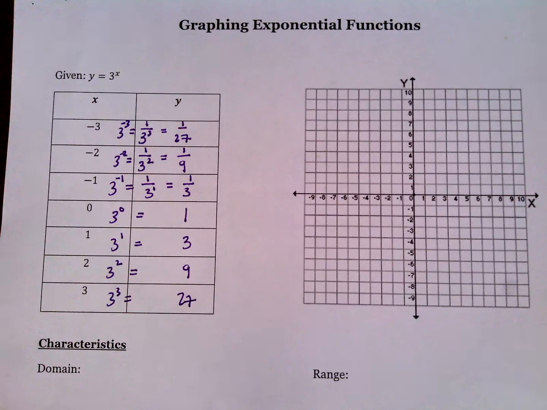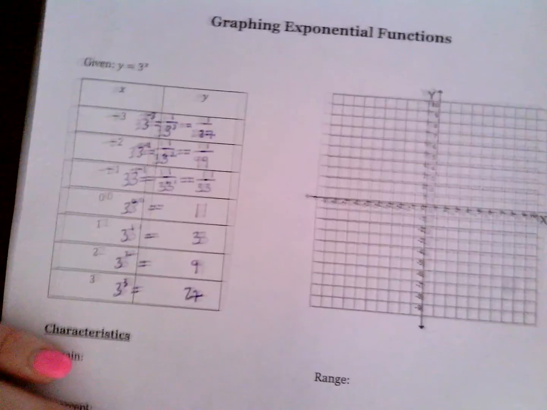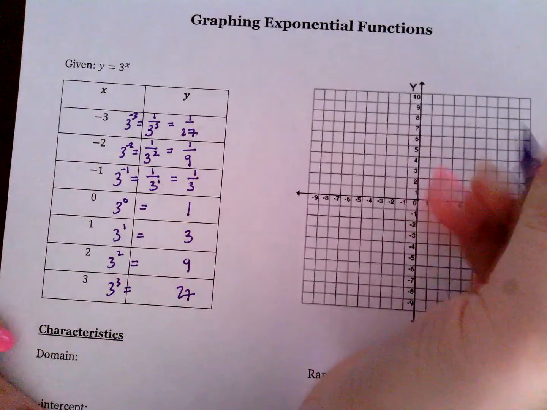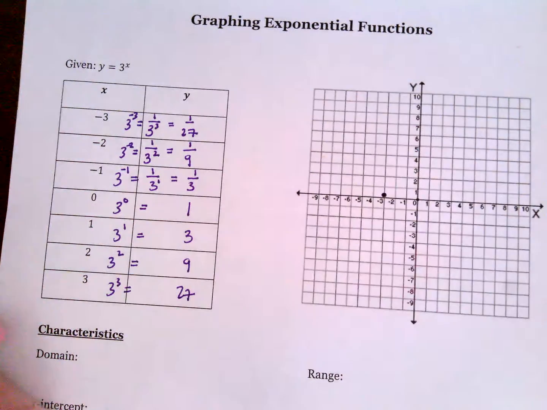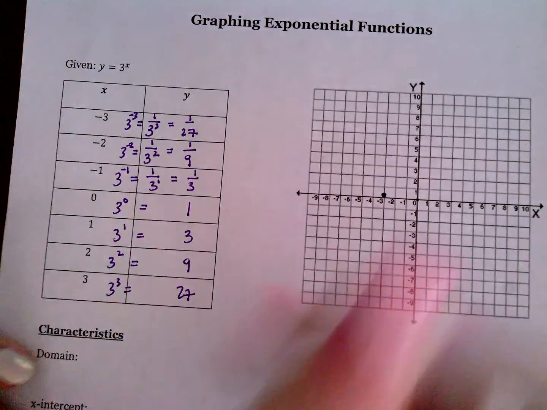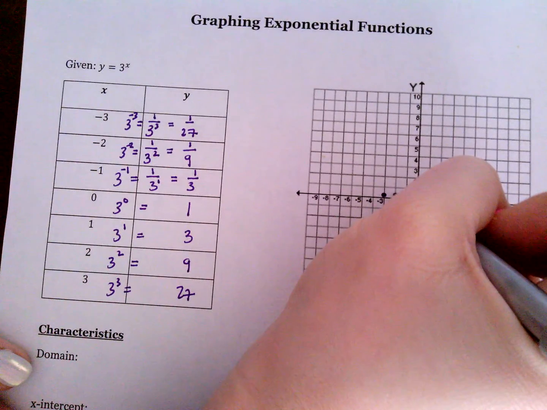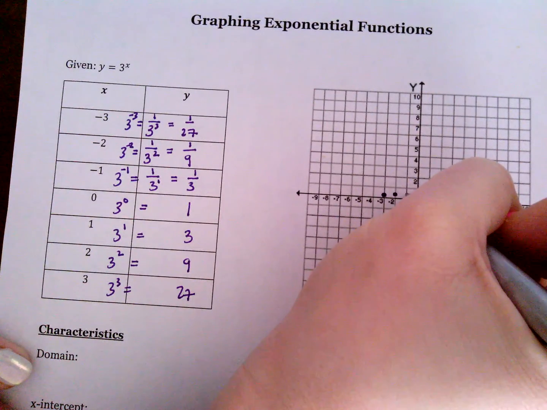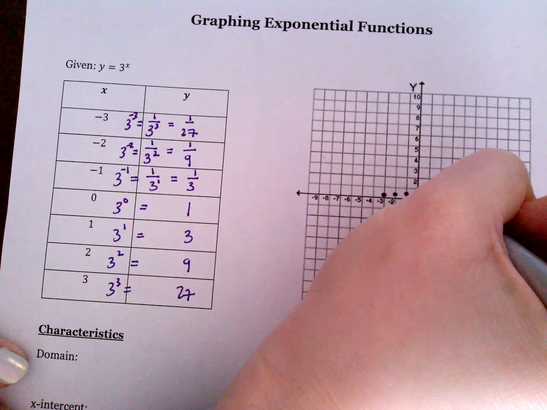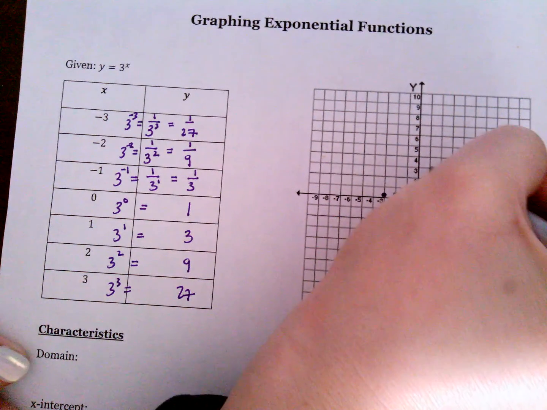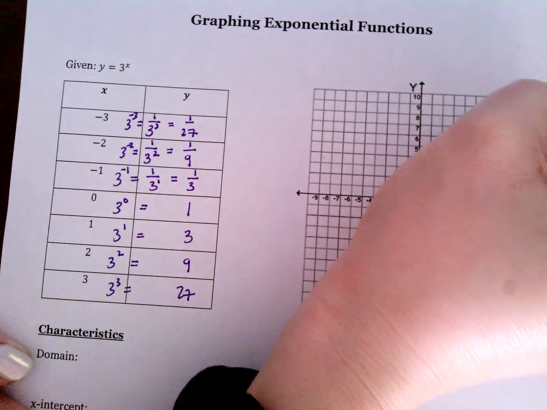So if we plug in negative 3, we get a really small number right here. If we plugged in negative 2, it's going to be slightly above that. If we plugged in negative 1, it's going to be slightly above that. I'm not very great at drawing this. If we plugged in 0, we got 1. 1, we got 3. 2, we got 9. 3, we're off the page. I'm not going to graph the whole thing.